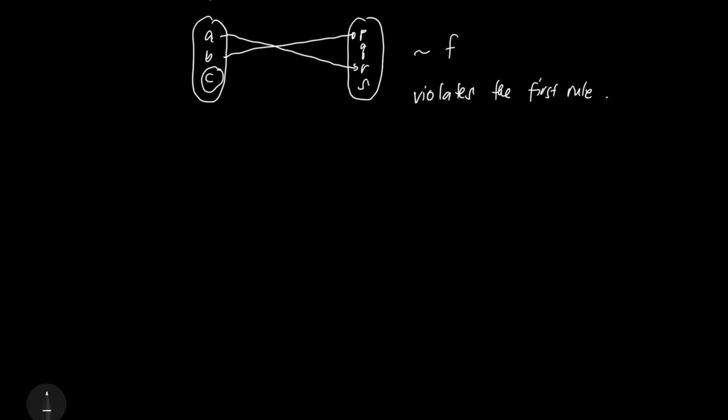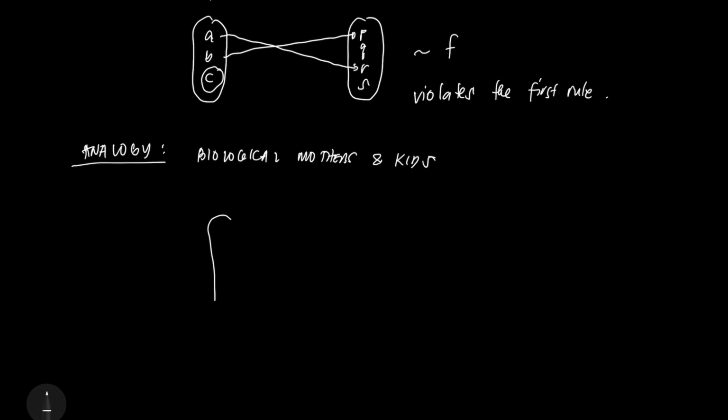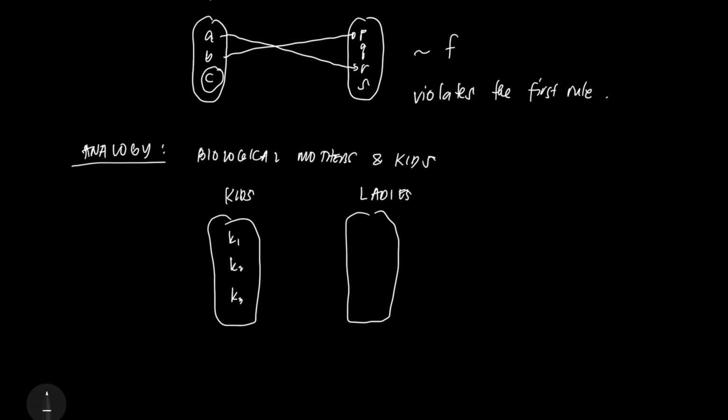So basically guys, the idea of a function can be related. Okay, we can make an analogy on the relationship of biological mothers and kids. Okay, let's make an analogy for a better understanding of a function. Biological mothers and kids. Example, we have this first set, the set of kids, and this is the set of ladies. So we have kid 1, kid 2, kid 3. And then we have lady 1, lady 2, lady 3, lady 4.